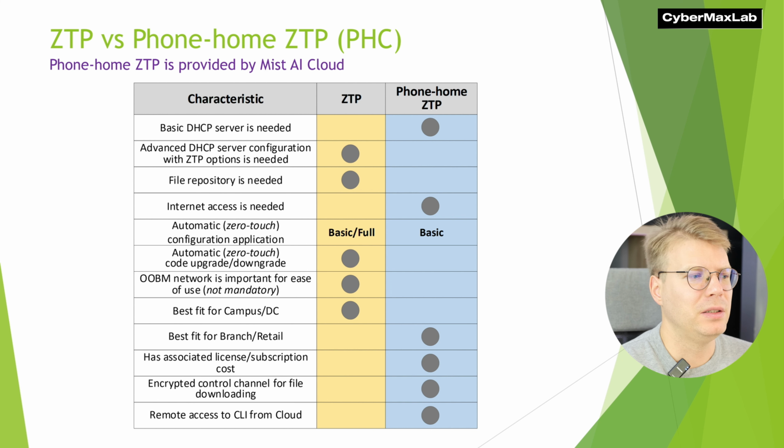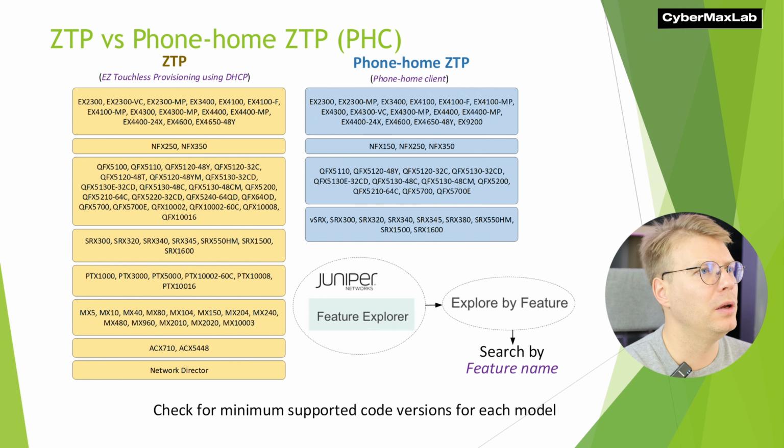Also, Phone Home ZTP has an associated license and subscription cost because it is using the Mist Cloud Wired Assurance feature. Encrypted control channel, again, I mentioned that. And while it has subscription cost, Mist AI provides a lot of benefits like troubleshooting using AI, remote access from the cloud to the CLI, a lot of great options which are very useful. But yeah, this is in terms of ZTP.